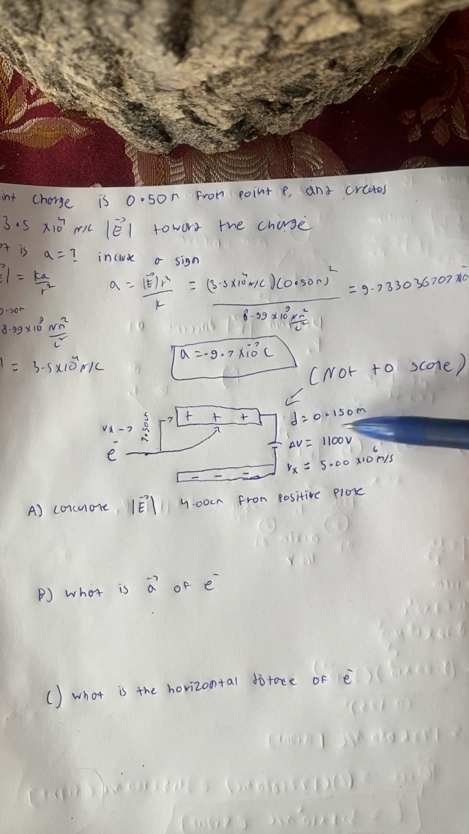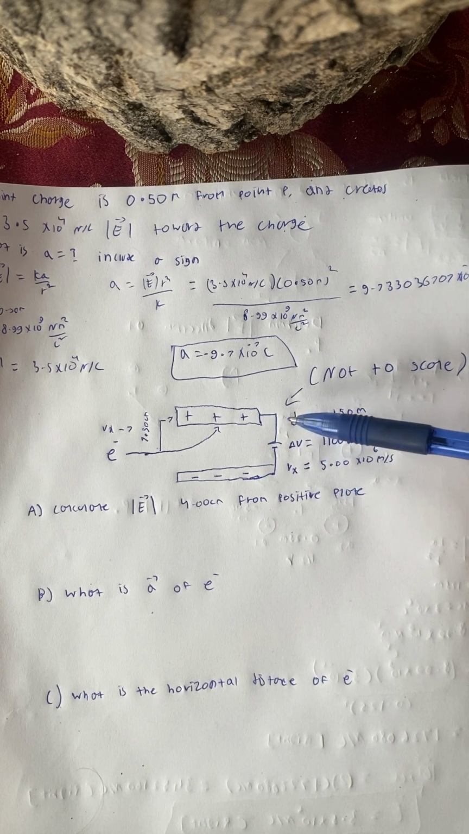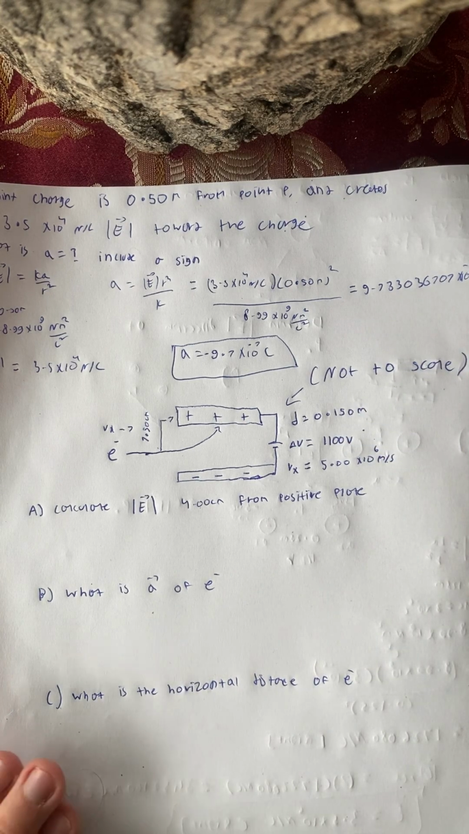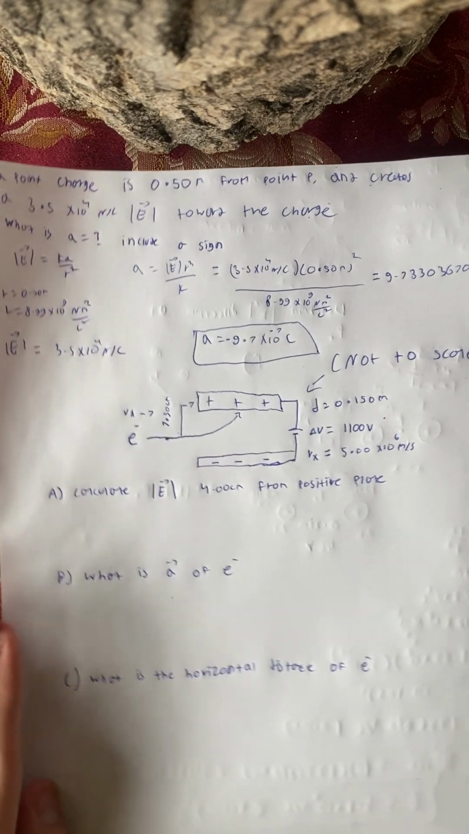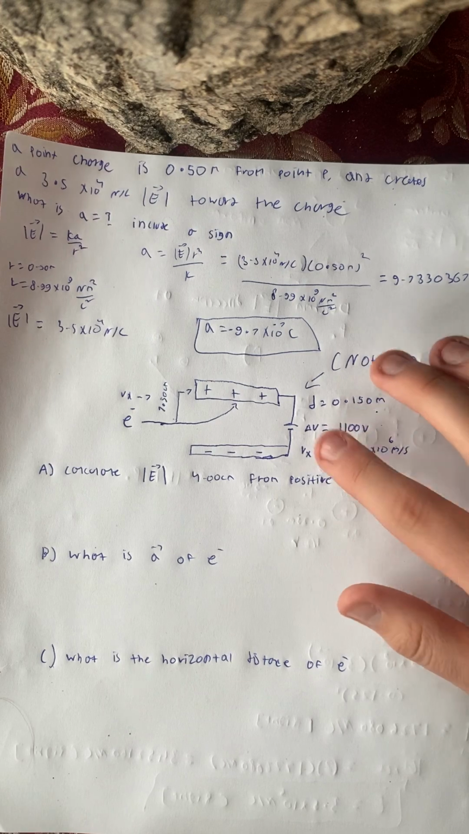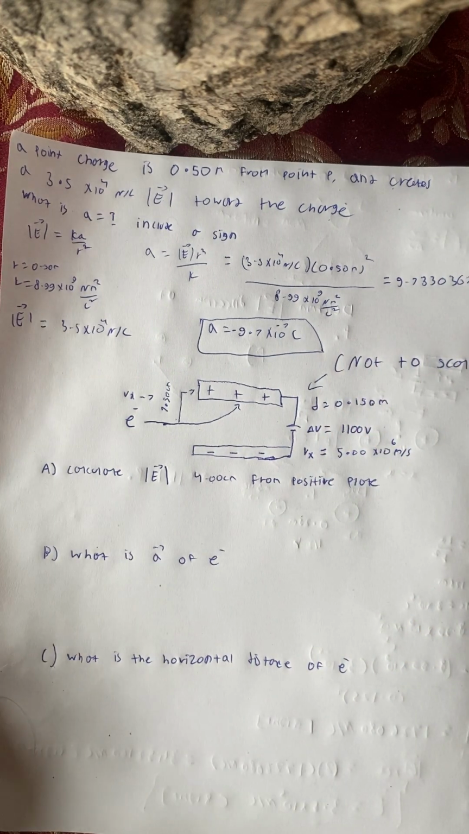So, since we have the distance between the plates, 0.15 meters, and we have the voltage, 1100 volts, we can simply use that to find the electric field. So that's basically the main thing that mixes students up with this question. The electric field strength calculation is straightforward, but just knowing that you can use these two values is what some students are unaware of.